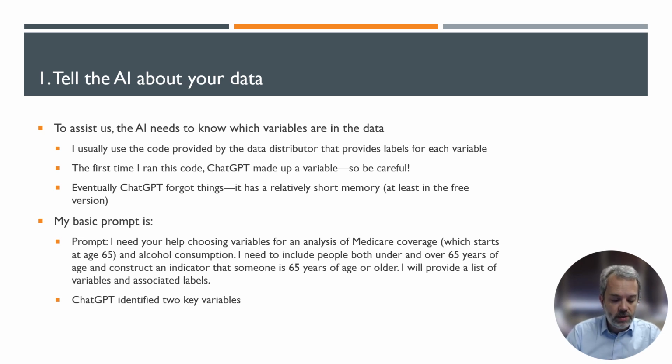The basic prompt I used was, "I need your help choosing variables for an analysis of Medicare coverage, which starts at age 65, and alcohol consumption. I need to include people both under and over 65 years of age, and construct an indicator that someone is 65 years of age or older. I will provide a list of variables and associated labels." Then ChatGPT identified 2 key variables for me.